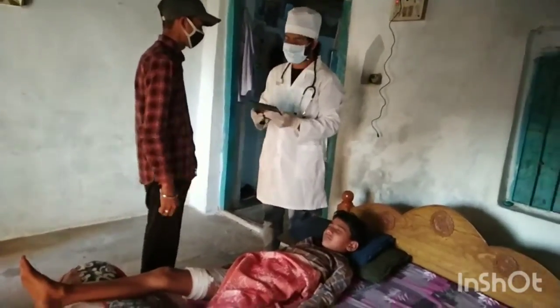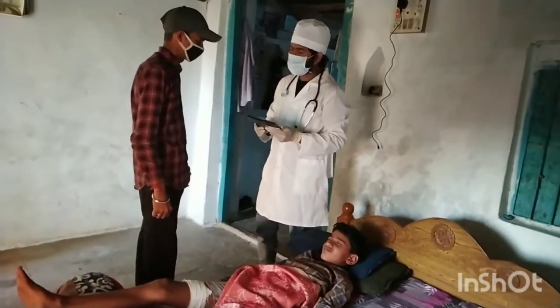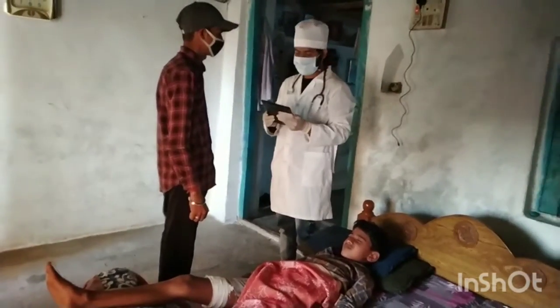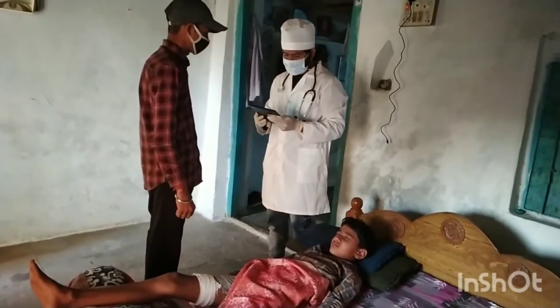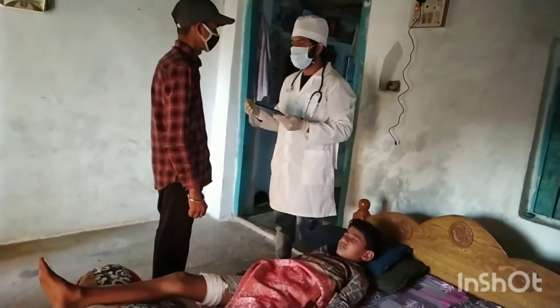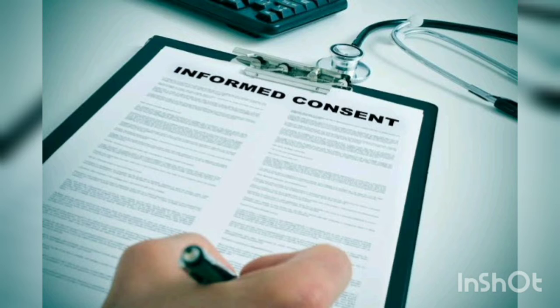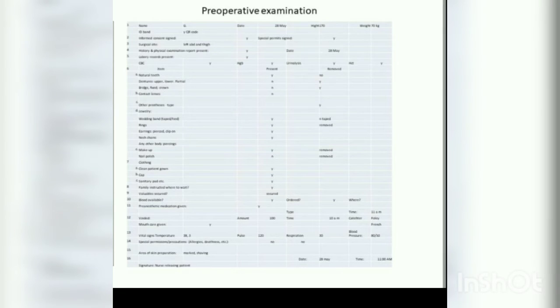As we need to do surgery, for that we need an informed consent from your side. After that, we start the pre-operative examination. Always remember to take informed consent and perform the pre-operative examination before surgery.